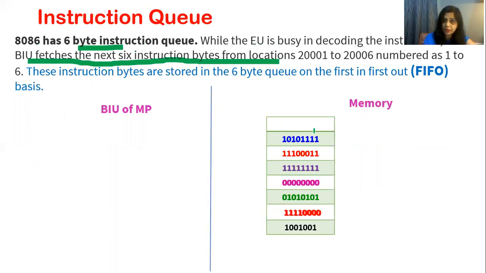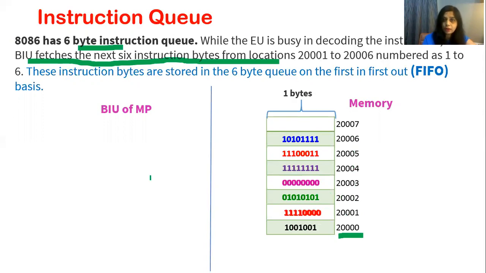Let's assume that this is memory. It consists of a stack of registers, and data is stored in this memory. These are addresses 2000, 20001, 2002 and so on. These are 20-bit memory addresses, and this is the 8-bit data stored in the memory. Each memory location holds only 1 byte of information.